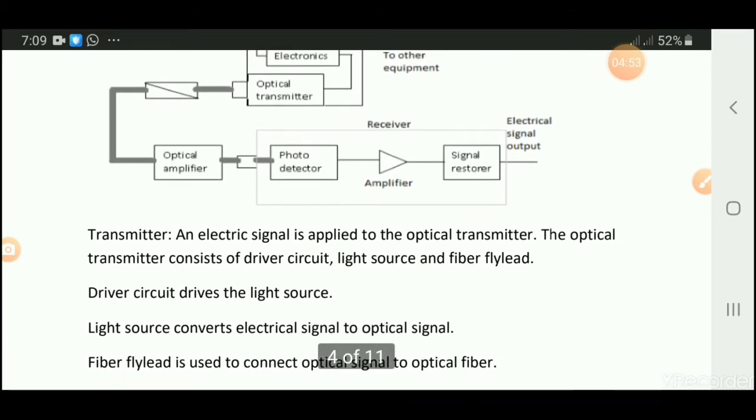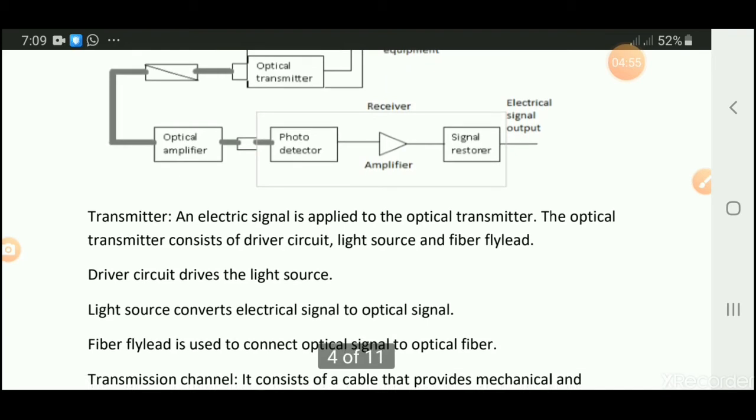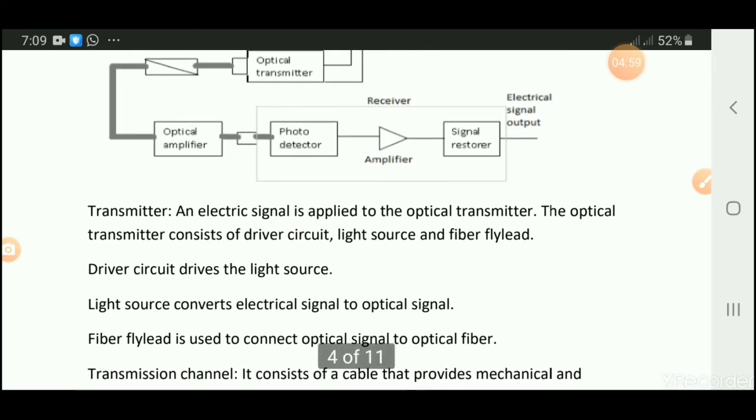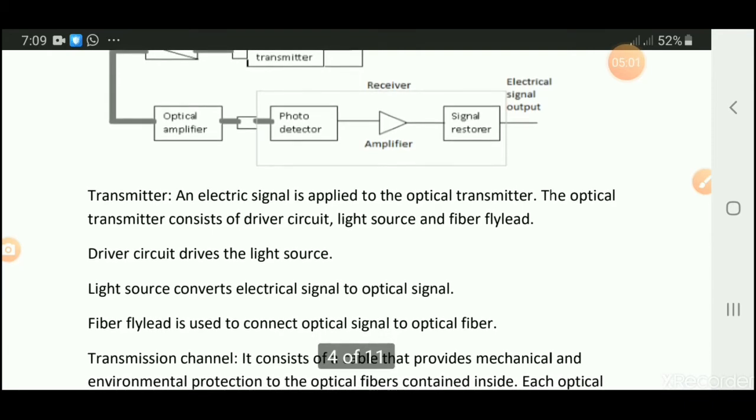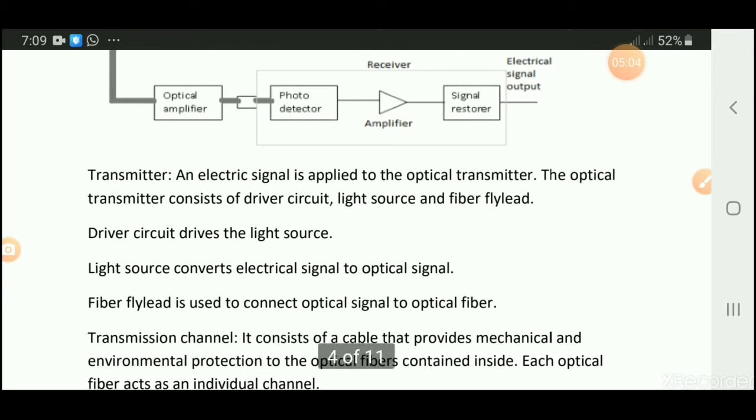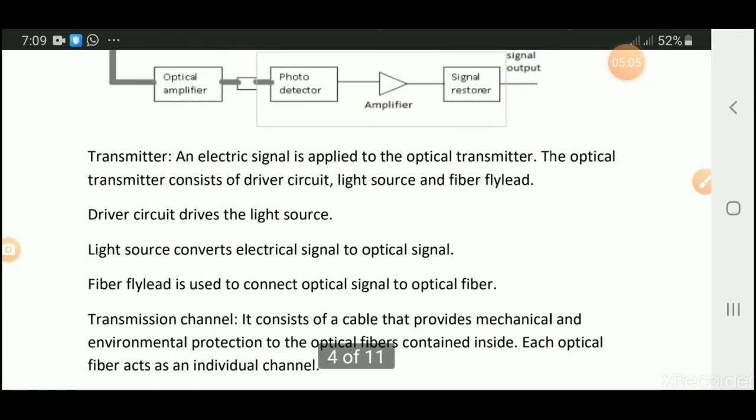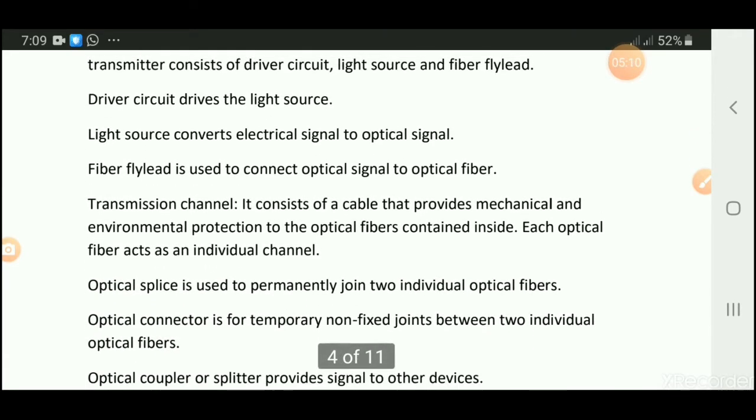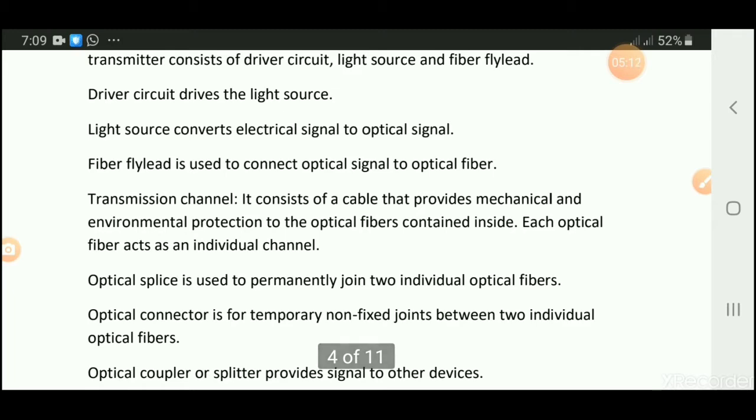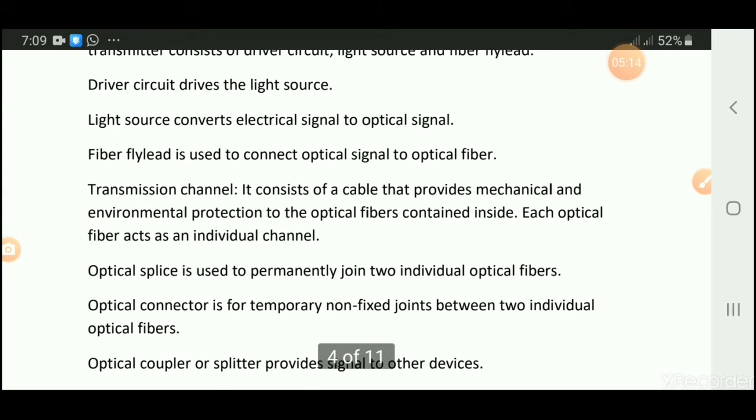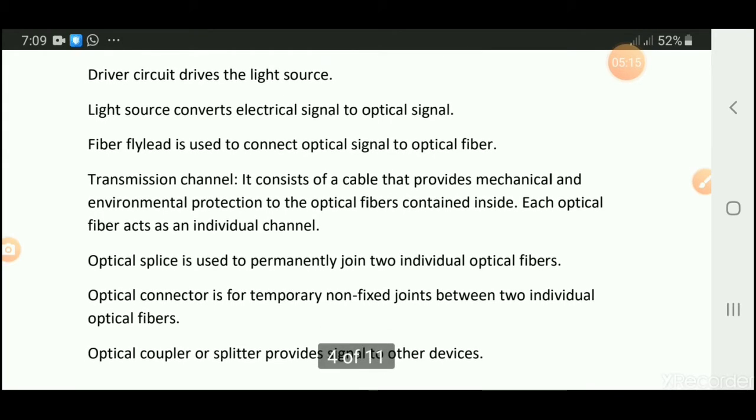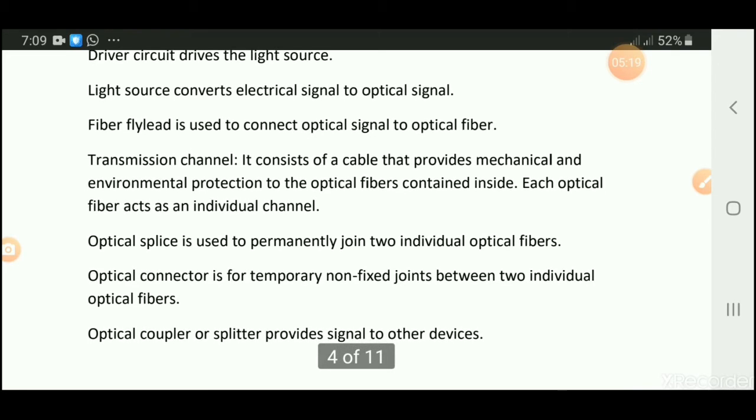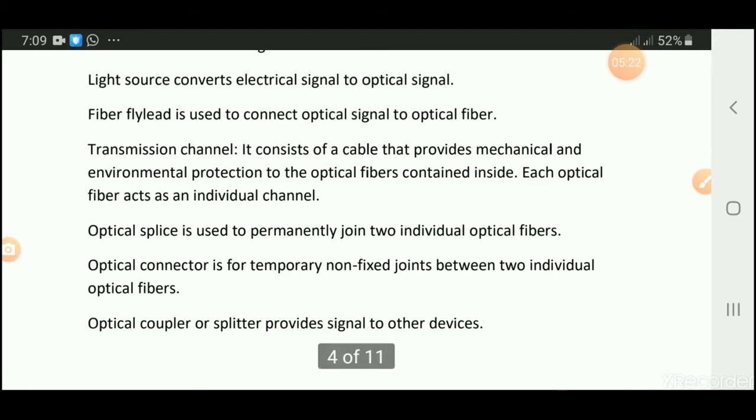Transmitter. An electrical signal is applied to the optical transmitter. The optical transmitter consists of driver circuit, light source and fiber fly lead. Driver circuit drives the light source. Light source converts electrical signal to optical signal. Fiber fly lead is used to connect the optical signal to the optical fiber.